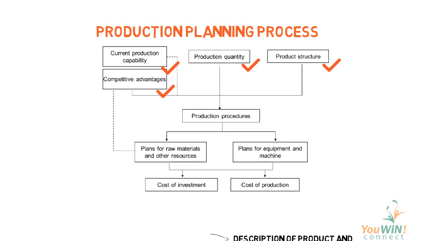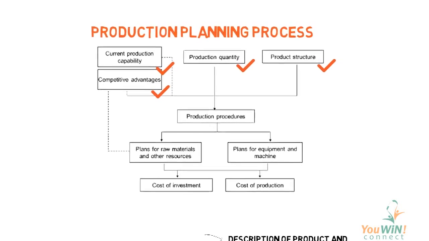Also, all of these factors that have been outlined above, that's the product structure, product quantity, current production capacity, and competitive advantages, would influence the production procedures. For example, if we're adopting an outsourcing model, it affects the amount of space that we need within the organization. It would also have a bearing on how quickly we can bring things to the market, and also if we're stocking raw materials or not.